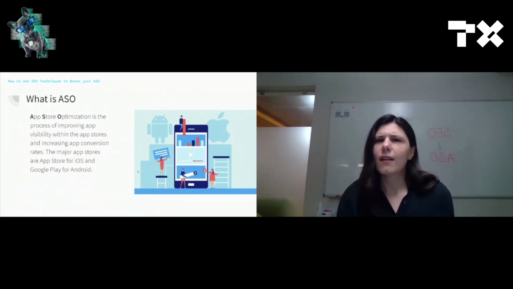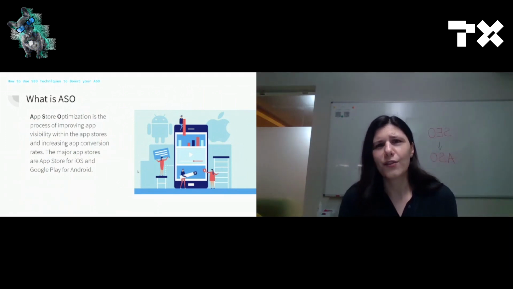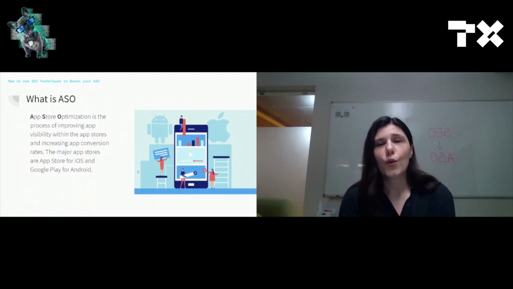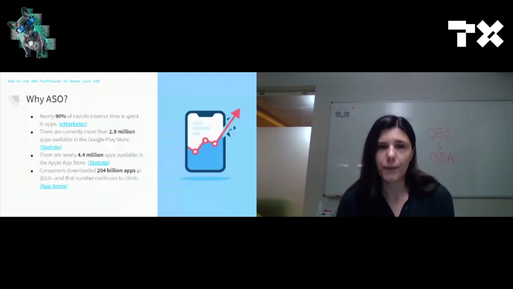So why is ASO actually important, and why are we here talking about SEO and ASO? What does it all mean? According to some research, nearly 90% of mobile internet time is spent in apps, which means that a regular user spends about 90% of their time on a mobile device using apps. There are currently more than 2.5 million apps available in the Google Play Store and 4.4 million apps available in the Apple App Store.